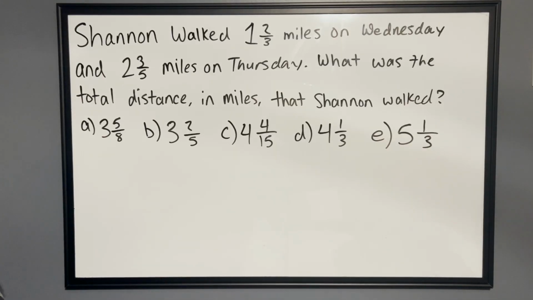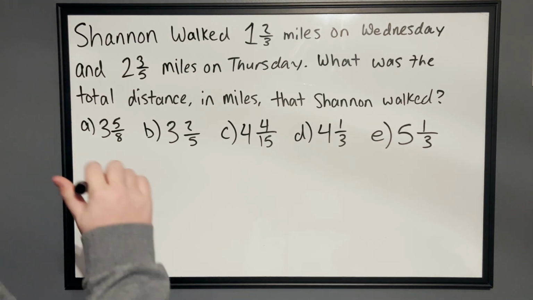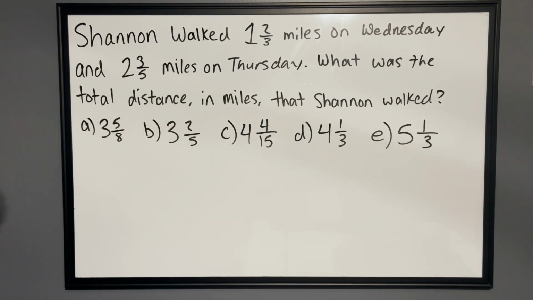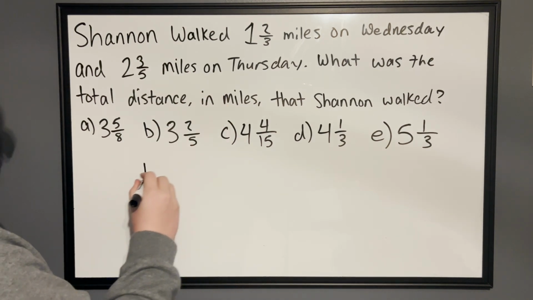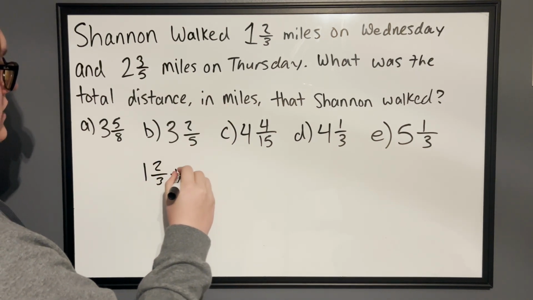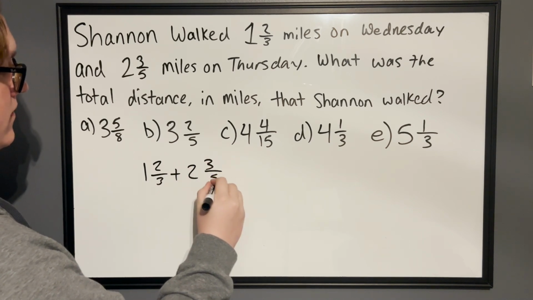Okay, so here's the first question on the ACT test. It says Shannon walked 1 2/3 miles on Wednesday and 2 3/5 miles on Thursday. What was the total distance in miles that Shannon walked? Now, of course, question one of the ACT is always pretty simple. So we're asking for the total distance in miles. So we need to add 1 2/3 plus 2 3/5.